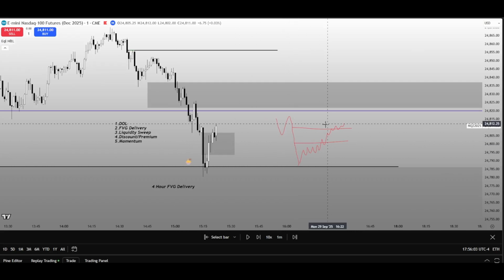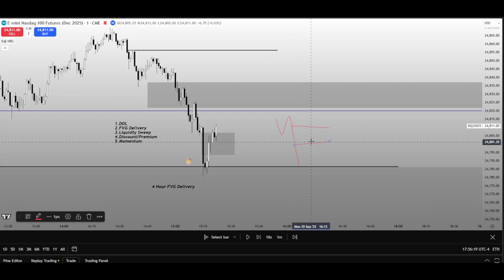So there needs to be enough momentum for the trade to then play out, right? If we're chopping through the inverse, I don't like that. Now there is an exception to this. If price here, same scenario, we have a fair value gap here, right?